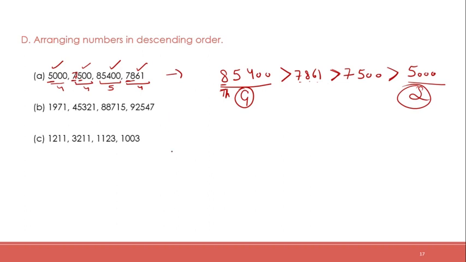Okay. Now come to the B part. Here we have a number with 4 digits, and numbers with 5 digits, again 5 digits, and again 5 digits, right? So for the greatest number, we'll check the digit at the 10,000th place. Here it is 9, here it is 8, here it is 4. Which is the greatest among 4, 8 and 9? It is 9. So 92547 is the greatest.